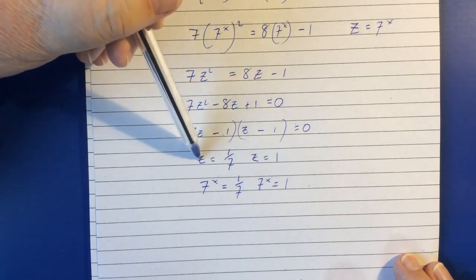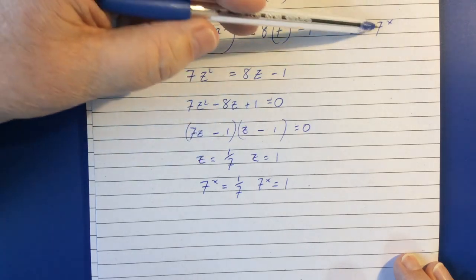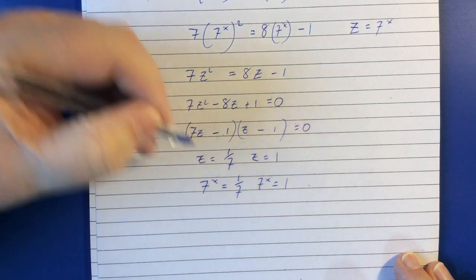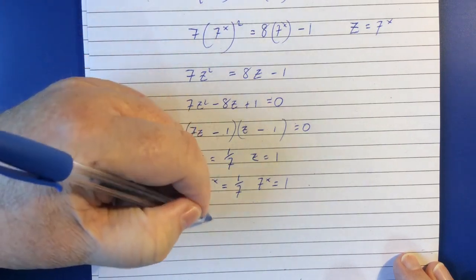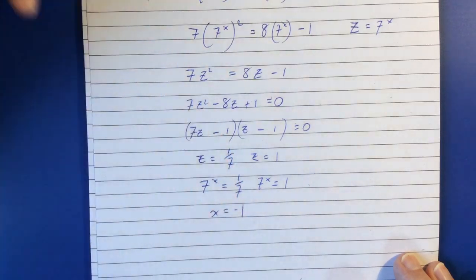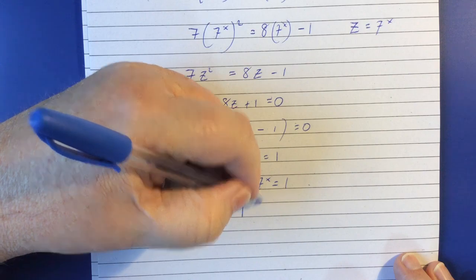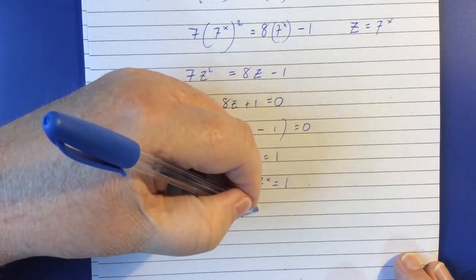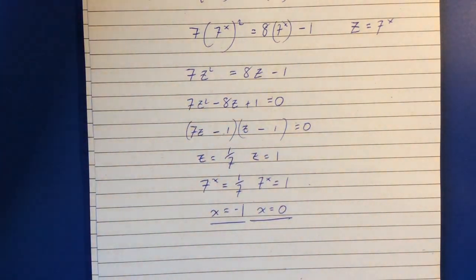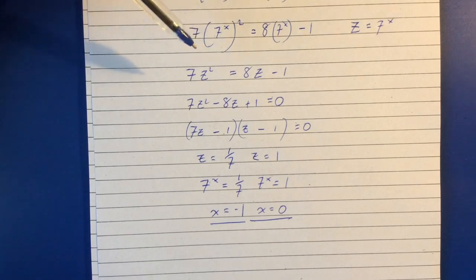And a lot of people would stop here, but you have to remember that z has replaced 7 to the x, and so we have these two little exponential problems to solve, and that's pretty simple. 7 to the power of negative 1 is equal to 1 over 7, so x could be negative 1. 7 to the power of 0 is equal to 1, so x could equal 0. And these are our two solutions. You can put them back into this and test the idea, but I promise you it will work.